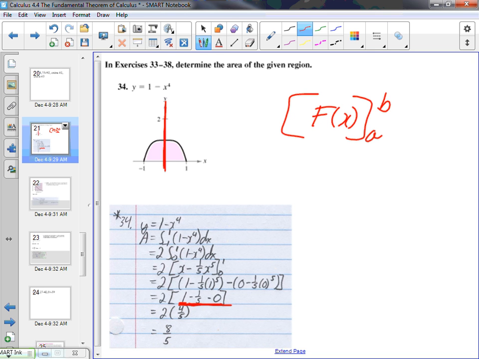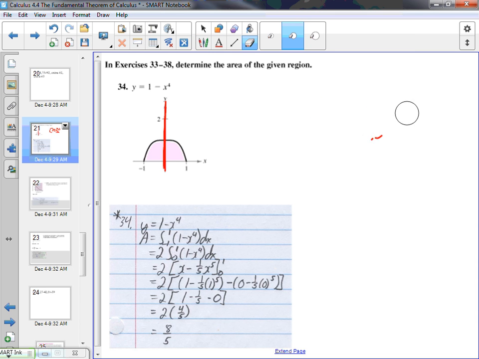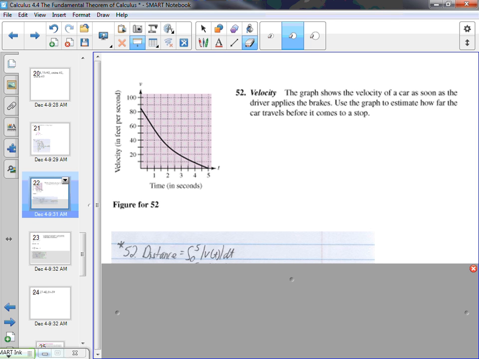So 1 minus 1/5 is 4/5. 2 times 4/5 is 8/5. Any trouble with 34? Okay. Let's take a look at number 52.